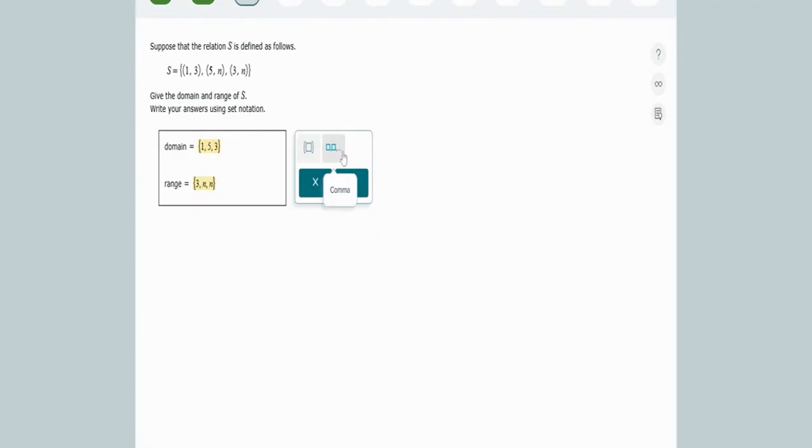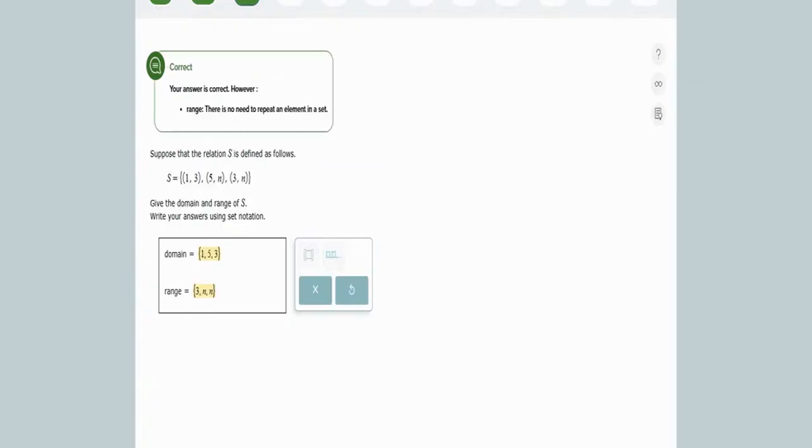Now, Aleks might kind of get after me for putting n twice, even though you can see that there's 2 n's here. Sometimes it says you only have to write one of them. Okay, it was fine with it. There is no need to repeat the element in a set. So it was saying that I only had to write one n in that particular problem.